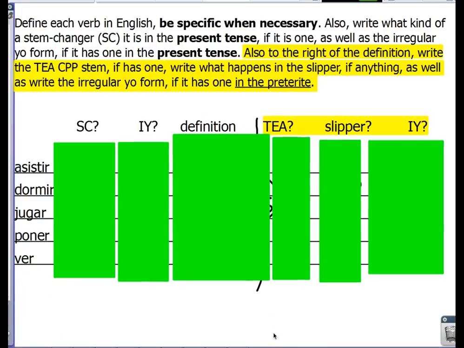But it will also ask you the same things that you were being asked when you were taking preterite verb quizzes to the right of the definition. It says, also to the right of the definition, write the teacup stem, if it has one, write what happens in the slipper, if anything, as well as write the irregular yo form if it has one in the preterite. So present tense stuff goes to the left of the definition, definition down the middle, and preterite information to the right. What follows in this video is an explanation of that preterite verb quiz info if you've had a little bit of time off.